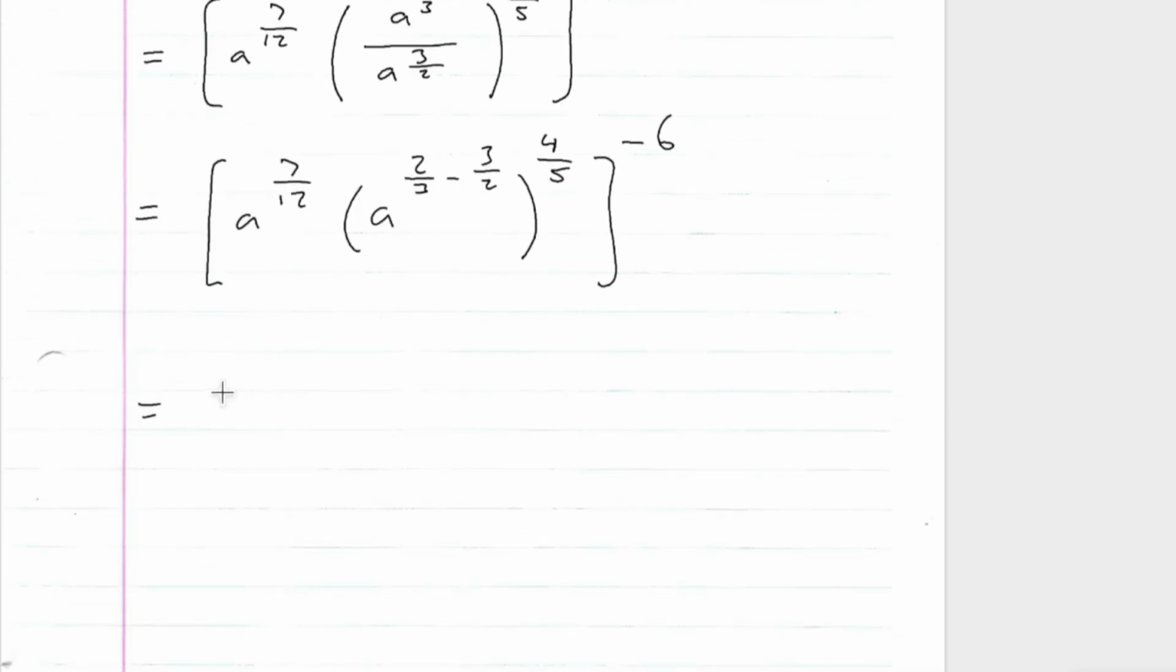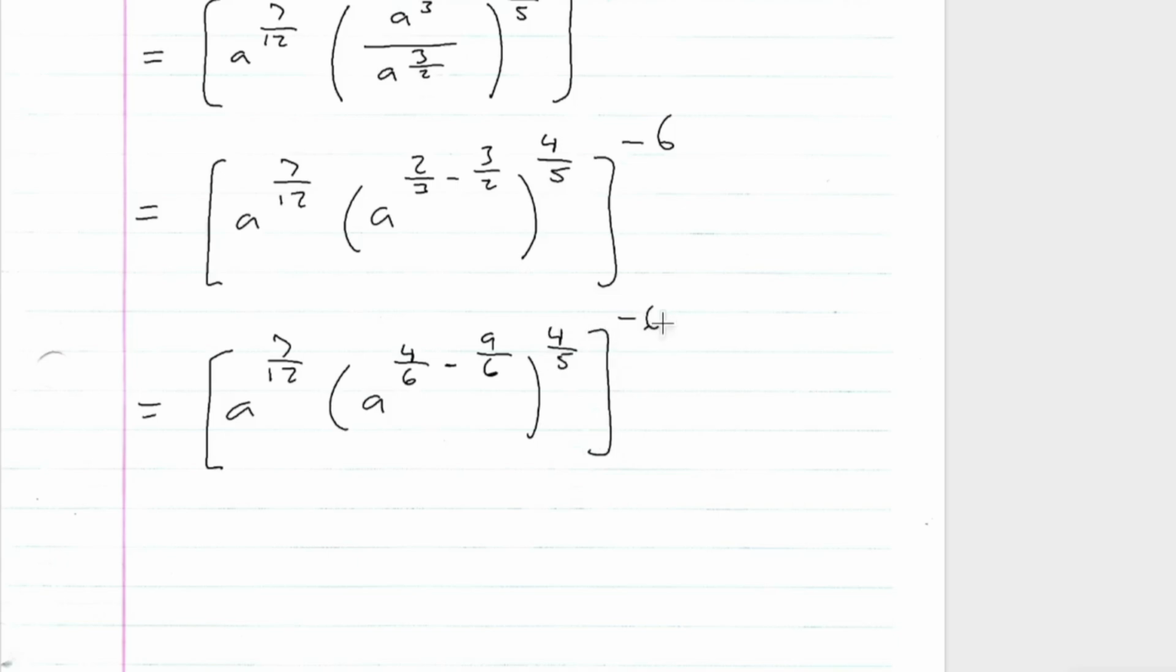Okay, so let's go ahead and see. We have a to the 7 over 12. And we need to get a common denominator between these two. So I know I can rewrite this as a to the 4 over 6, which is the same thing as 2/3, right? And then minus 9 over 6. If I were to multiply top and bottom by 3, that would be 9 over 6, and 9 over 6 is 3/2, right? To the 4/5 raised to the -6.